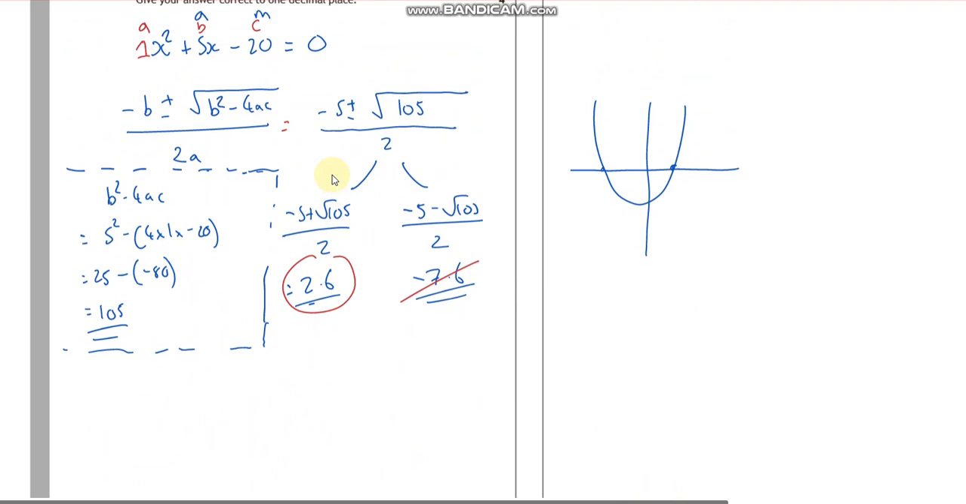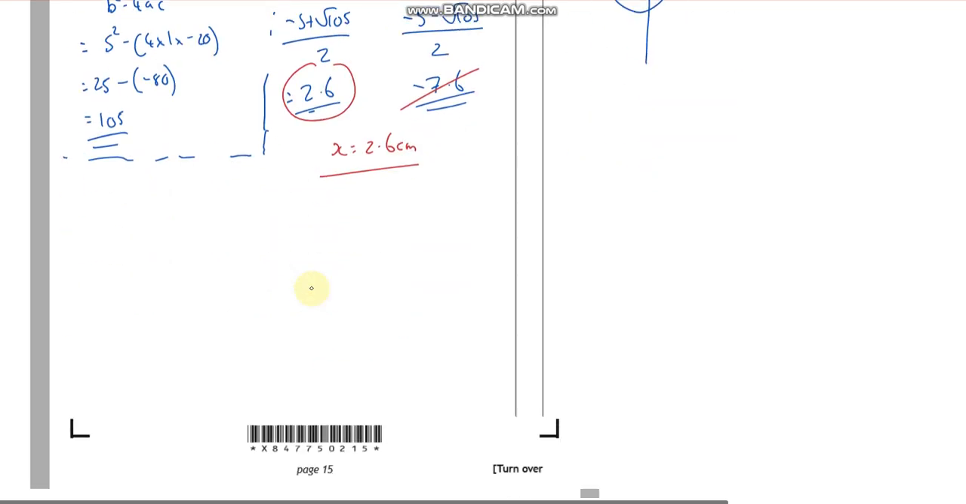Okay, so that's what your last mark would be for. So you get a mark for your substitution, you get a mark for the discriminant, a mark for this line, and then a mark for selecting the final answer. So you would say, x is equal to 2.6. Don't be lazy like me. Just explicitly state that.